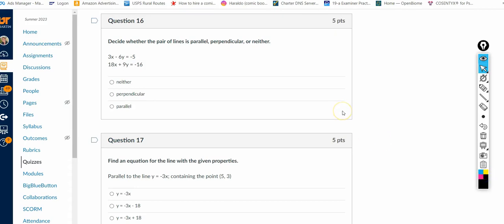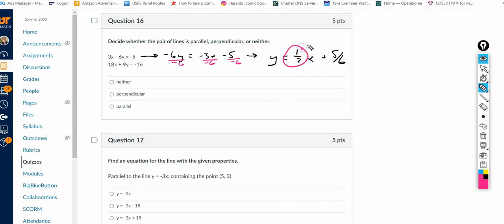So for my test bank, this question, again, I'm going to need to look at the slopes. So I'm going to subtract 3x from both sides. Then divide everything by -6. And so I'm going to have -3 divided by -6 is positive 1/2. Those negative signs are going to cancel. So my first line has slope positive 1/2.